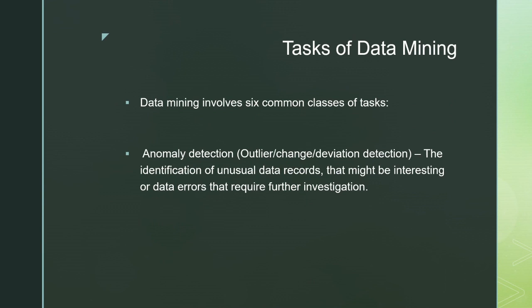Data mining involves six common classes of tasks. The first one would be anomaly detection, which means identification of unusual data records that might be interesting or data errors that require further investigation, which means we're basically searching for something that should not be there.